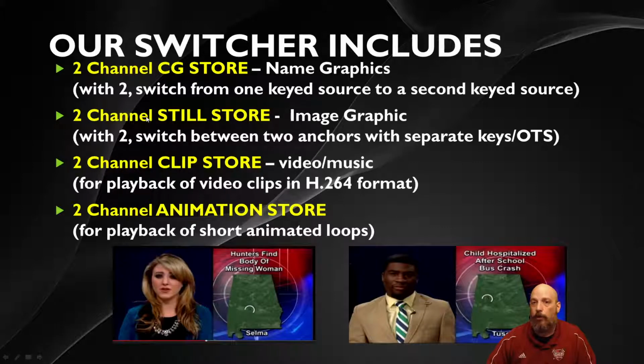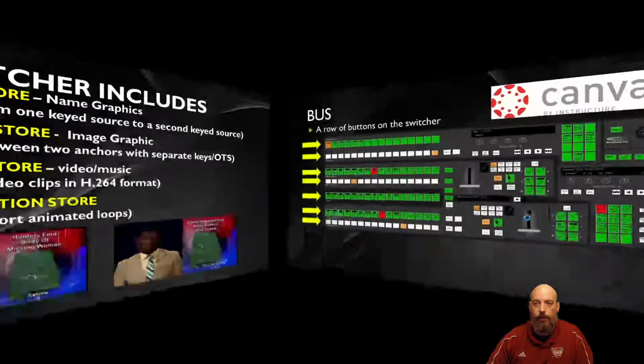The second type of store is known as a still store, and this stores a still image. So things like an over-the-shoulder graphic would be a still store. Then you have a clip store, which stores video clips, videos, music, animations, things like that. And then you have an animation store. An animation is similar to a video, but it has an alpha channel built in. So this spinning logo that you can kind of see over our anchors is actually considered an animation because it is a short looping video, but it also has that alpha channel that lets you see our anchors as well.